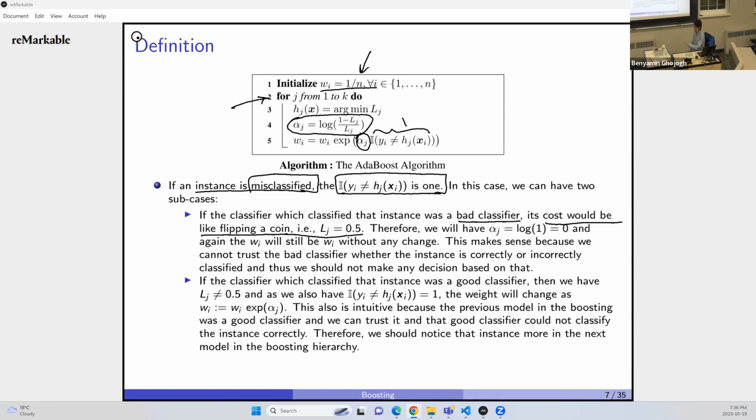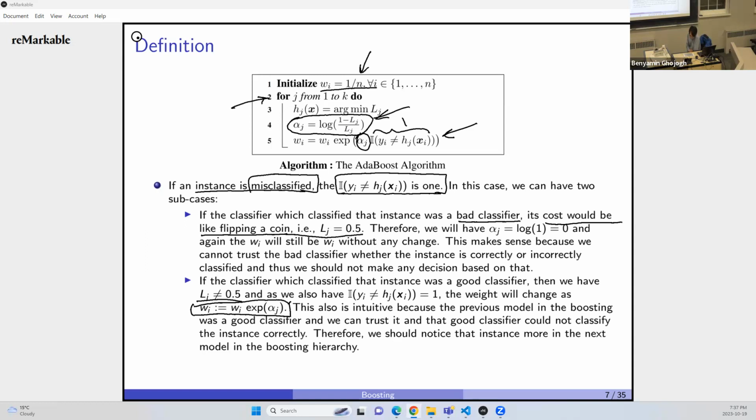But what if we misclassified the point by a good classifier? Then we can trust this misclassification, right? In this case, this alpha will not become 0 anymore, because lj will not be half, it will be much higher than half. For example, if it is 0.7, then the fraction inside the logarithm will be 1 minus 0.7, which is 0.3 over 0.7, 3 over 7, right? Logarithm of 3 over 7. Then the wi in this equation will be wi times e to the power of alpha j, right? And it actually increases because I believe e to the power of alpha j will be greater than 1 for this. You don't believe me?